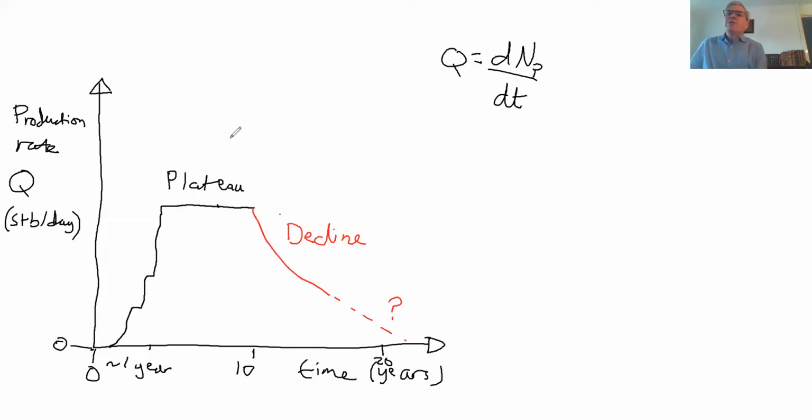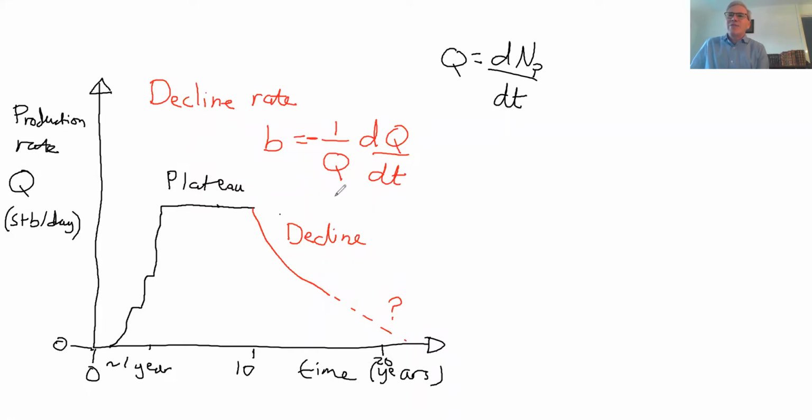Okay? So what we do is we define a decline rate. And this is an important thing to know, because people will say, okay, my reservoir's on decline. What is my decline rate? D is minus 1 over Q dQ by dt. And clearly there's a minus sign here because Q is declining with t. So this is a negative number. It's the fractional rate and D.